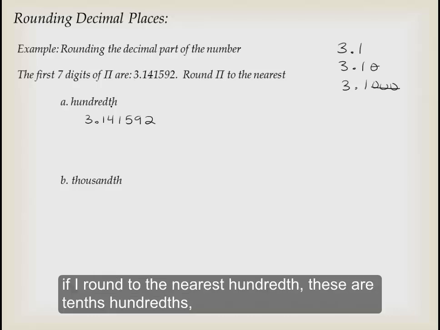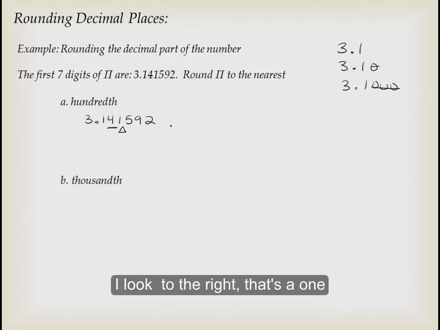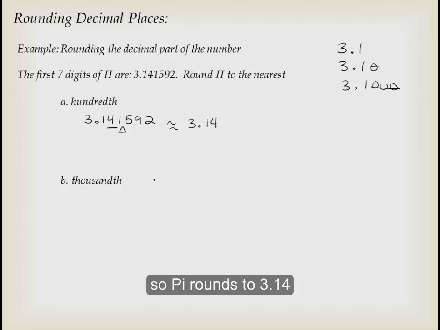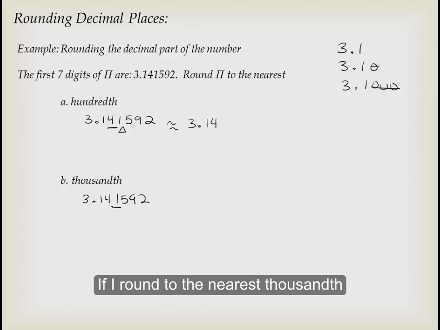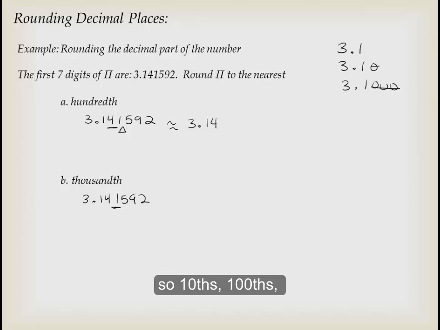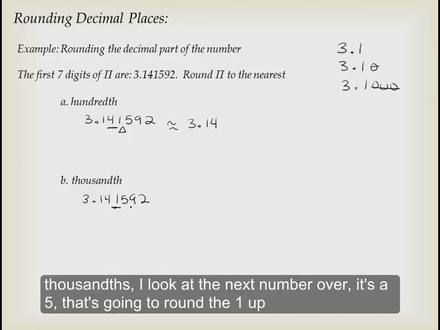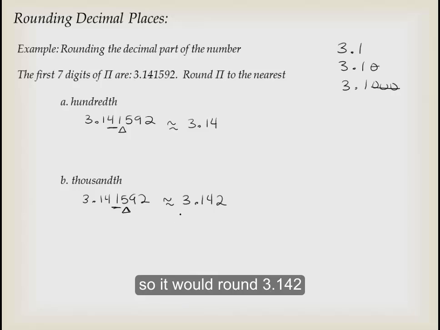If I round to the nearest hundredth, these are tenths, hundredths. I look to the right, that's a 1. So pi rounds to 3.14. If I round to the nearest thousandth, so tenths, hundredths, thousandths, I look at the next number over, it's a 5. That's going to round the 1 up, so it would round to 3.142.